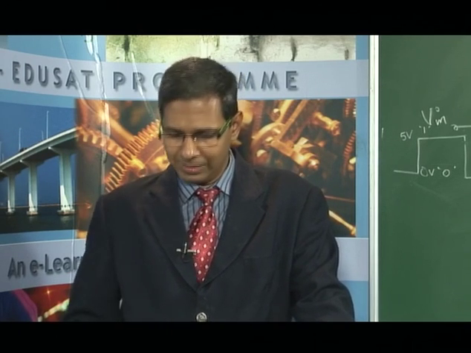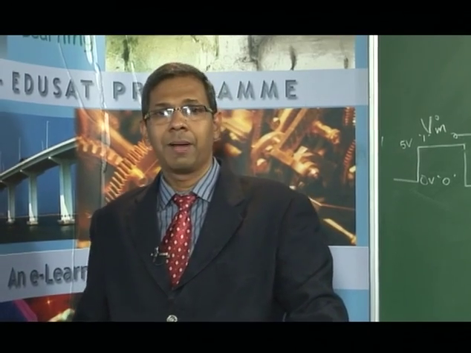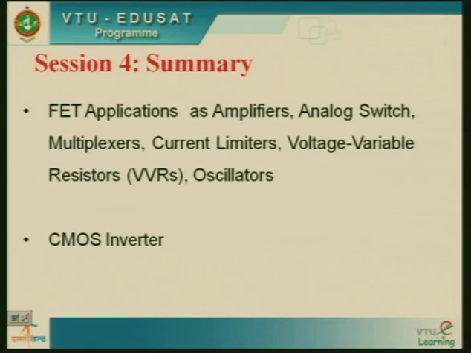So we started this session by seeing the various applications. We saw the applications using the JFET: as an amplifier, as an analog switch, as a multiplexer, as a current limiter, as a voltage variable resistor, and as an oscillator. Finally, we saw one example of a complementary device which is called a CMOS inverter. Now before we wind up, let us see whether we have some gaps to fill. So I'll ask some questions, so let us see whether you are able to answer them.